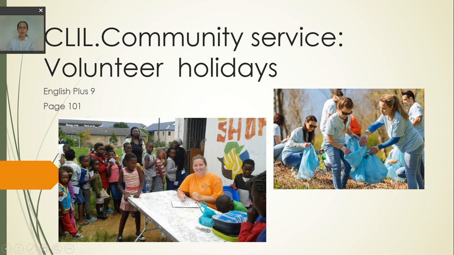Yes, we can see many volunteers. Yes, this picture shows volunteers in Africa. Here we can see volunteers. Yes, who is cleaning the environment, right?